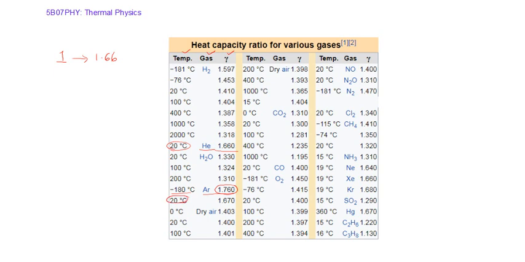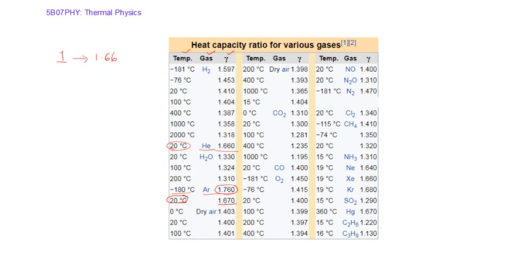What is the value? It is 1.67. Can't you see that is very close to 1.66 for helium? So 1.66, 1.67. That is the data. Now let's see whether there is any more monatomic.